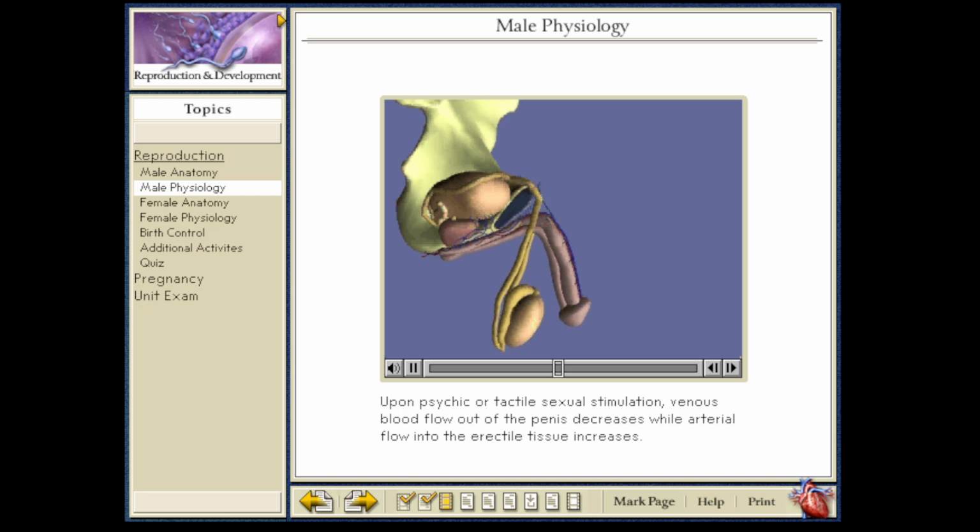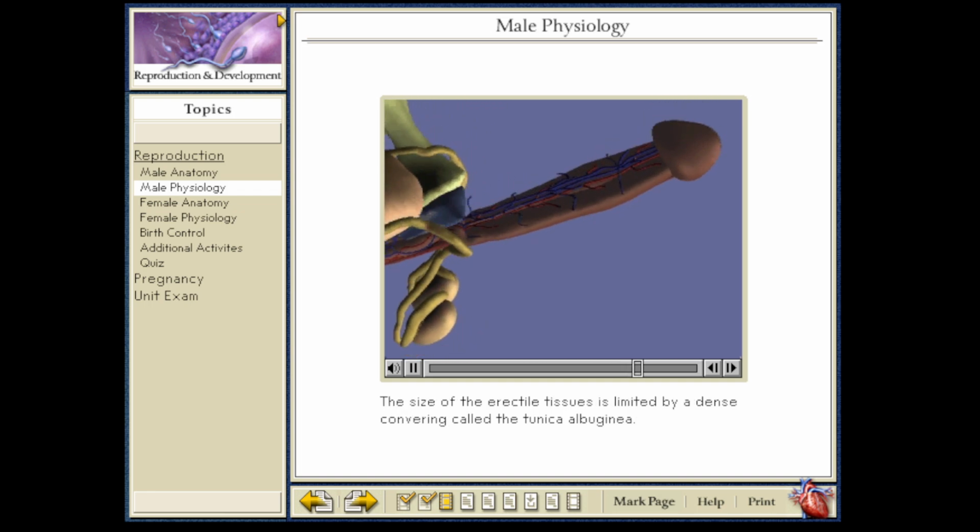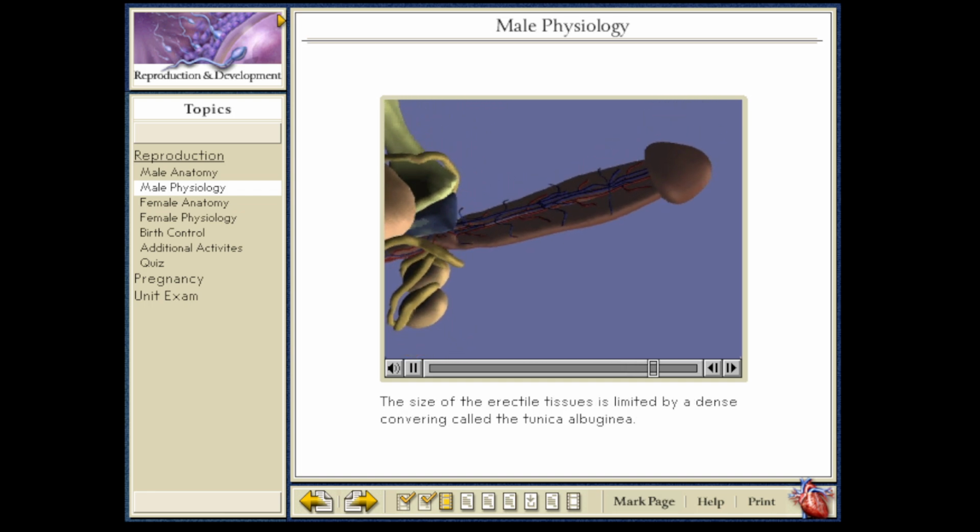Upon psychic or tactile sexual stimulation, venous blood flow out of the penis decreases, while arterial flow into the erectile tissues increases. The size of the erectile tissues is limited by a dense covering called the tunica albuginea. Engorgement of these tissues with blood results in a stiffening of the penis.